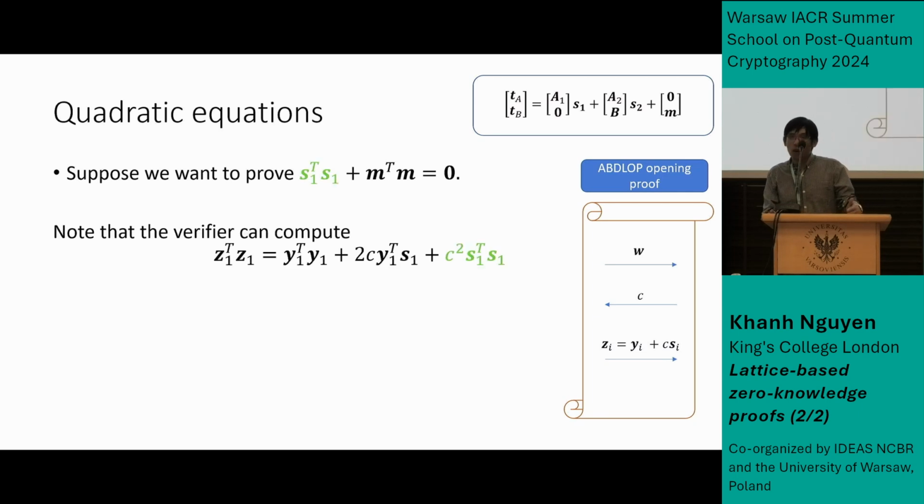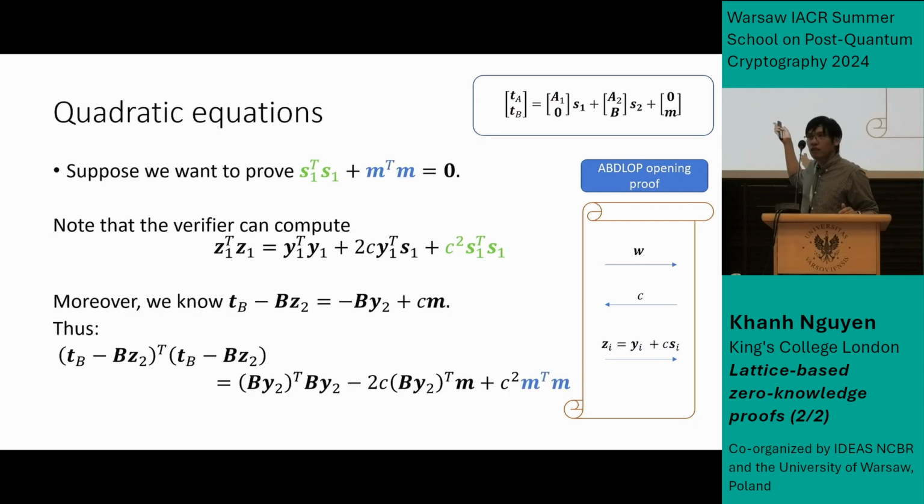We have already seen the opening proof, W, C, and the Zi's, right? And what we know is that the verifier, which knows Z1 and Z2, can compute Z1 transpose Z1, which has the following form. But the most interesting thing is that the quadratic term of Z1 transpose Z1 has what we are interested in. So it has this S1 transpose S1. Okay? So that's nice. That's one of the things we want to prove.